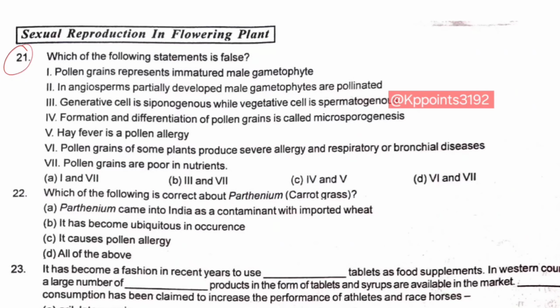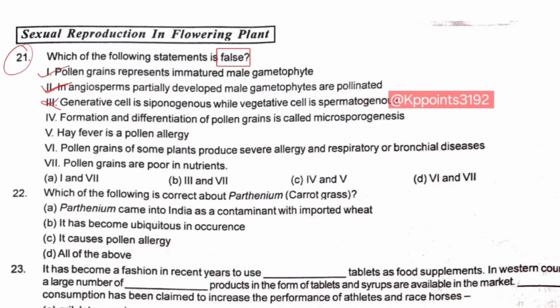Question number 21. Which one of the following statements is false? Pollen grains represent the immature male gametophyte. This statement is correct. In angiosperms, partially developed male gametophytes are pollinated. The second statement is also true. Third, the generative cell is sporogenous while the vegetative cell is spermatogenous. No, the third statement is false.